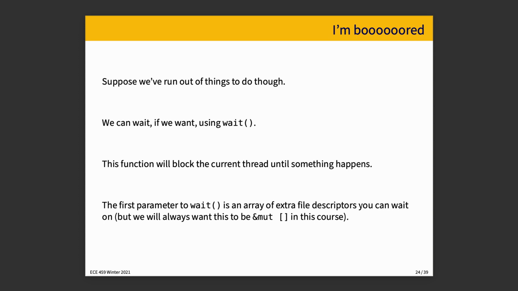And the wait function in this case blocks the thread until something happens, something defined in the sense of an event. And this function is going to wait for some handles to be finished. The first parameter to wait is an array of extra file descriptors that you can wait on, but we will just make it an empty mutable array. In this course anyway, we won't do anything that advanced. The second parameter is the maximum time to wait, and the return value of wait is the number of interesting events that occurred. Interesting is the word used in the specification, and it doesn't get a formal definition, so its definition is a little bit mysterious.